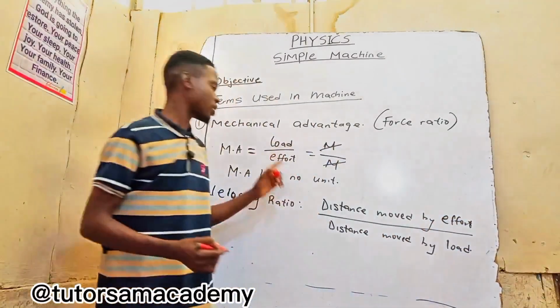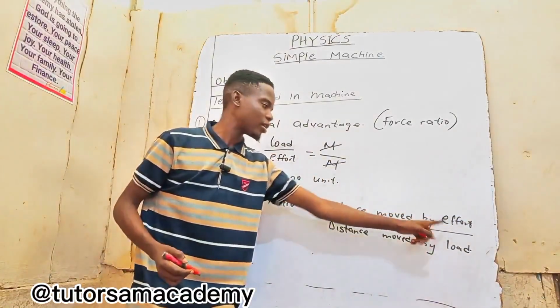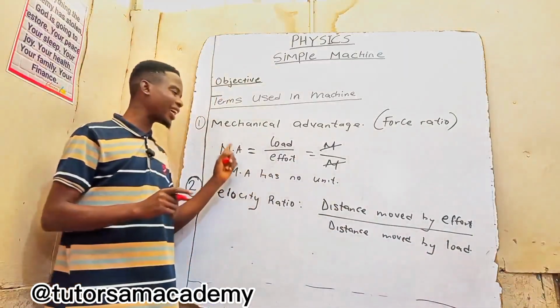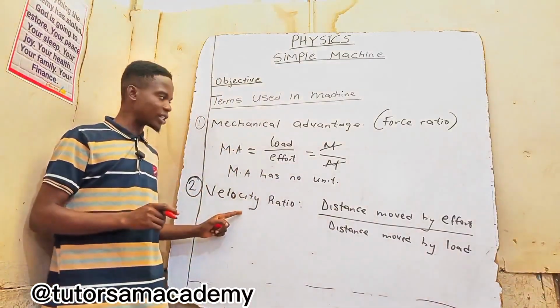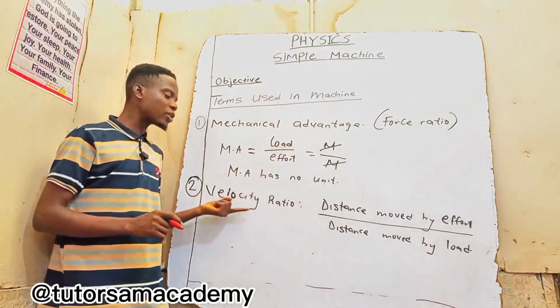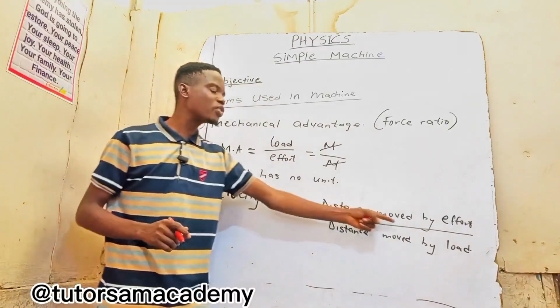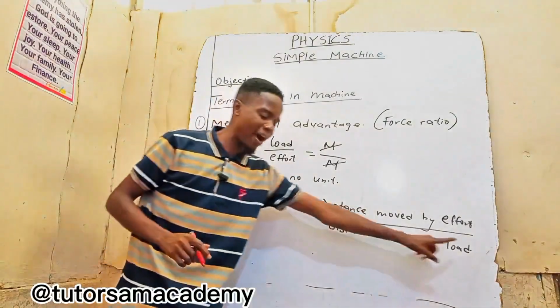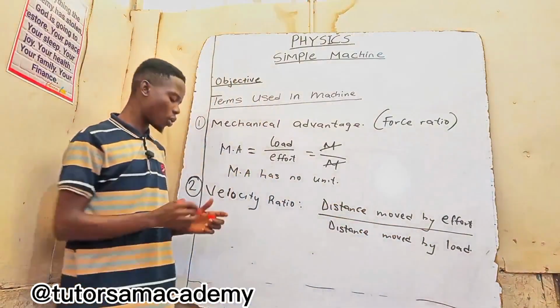Because I use effort here, effort is coming up first, while load is coming under. So that is the short way to know your mechanical advantage to your velocity ratio. Mechanical advantage is just your load divided by your effort, but velocity ratio is distance moved by the effort to what? To distance moved by the load. So that is all on velocity ratio.